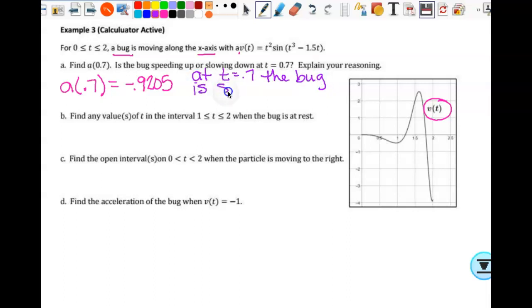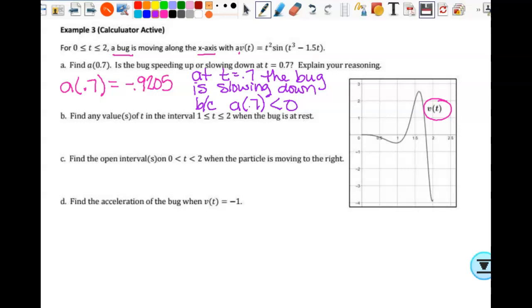Okay, so I can say at t equals 0.7, the bug is slowing down because A of 0.7 is less than 0. Or you can say is negative. You can write the words is negative, or you can say it's less than 0, whatever. If you're afraid you're going to get your little alligator mouth on the wrong way, put is negative. It's fine too. I'll probably do it both ways just so you can see it can be either way, no matter. What questions you got?